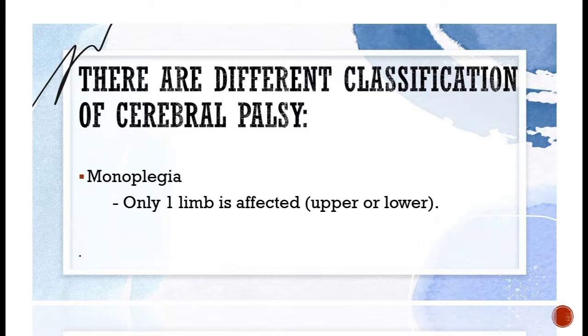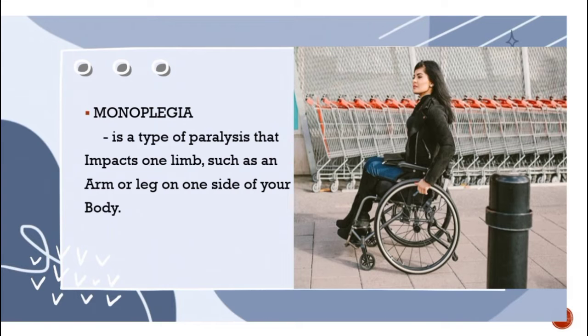There are different classifications of cerebral palsy. So first is monoplegia. When we see this, only one limb is affected, maybe upper or lower. It is also a type of paralysis that impacts one limb, such as an arm or leg on one side of your body. So, look at the sample picture. That is the example of monoplegia.